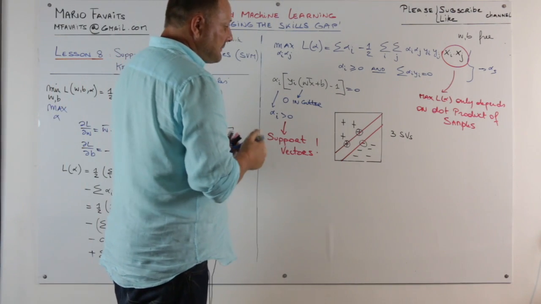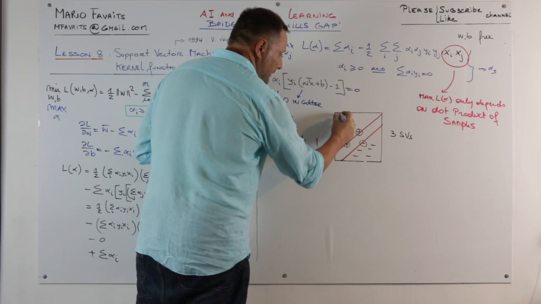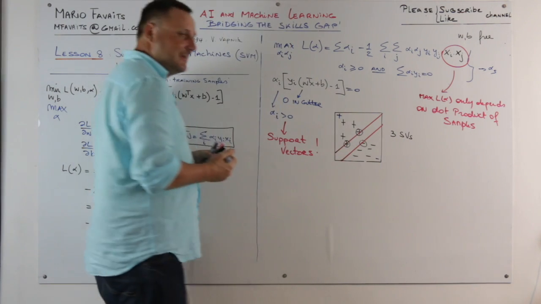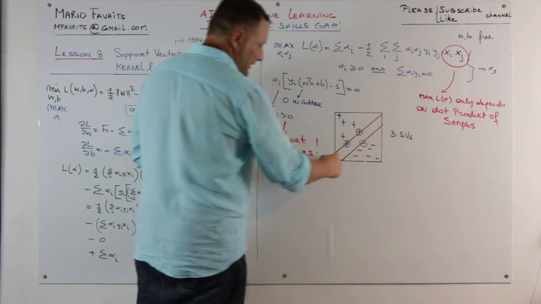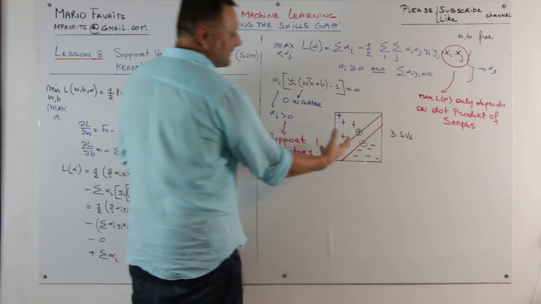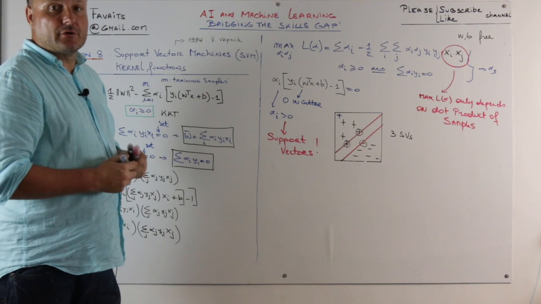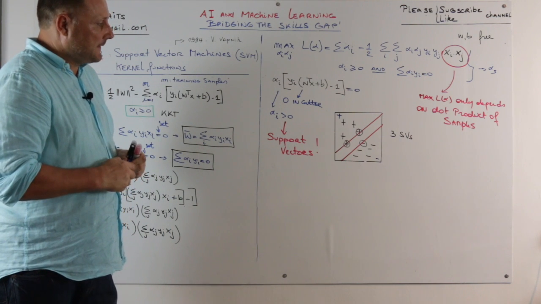So that method is very robust to outliers. If I put a 0 here and a minus here, it doesn't matter. They will not contribute. Only points in the gutter, or that support the gutter, better said, will contribute.